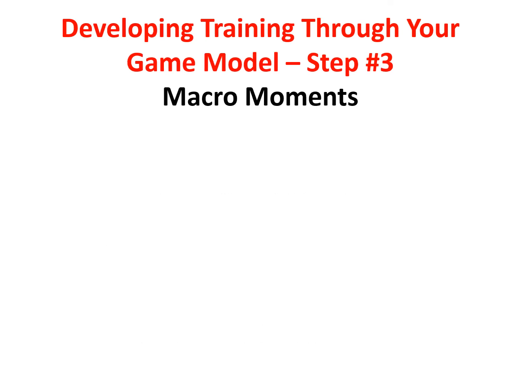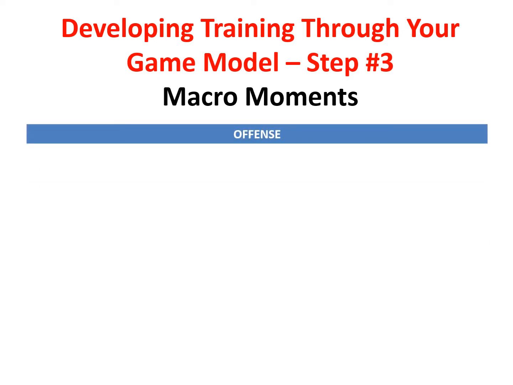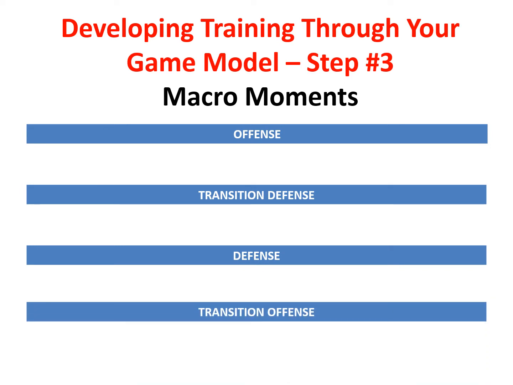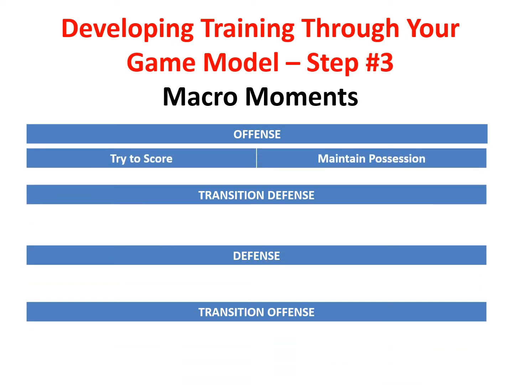To break them down, you go into macro moments of the game moments. So we've got our 4 game moments again. Alright, so each of these can be broken down into however many points you like. I'm going to make 2 points here of the main macro moments of each game moment. So for offense, you're trying to score as well as maintain possession if you can't score straight away.